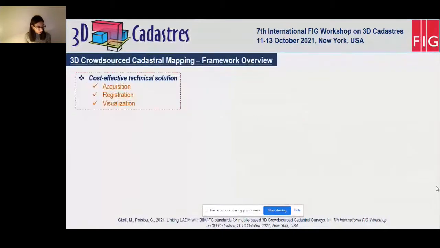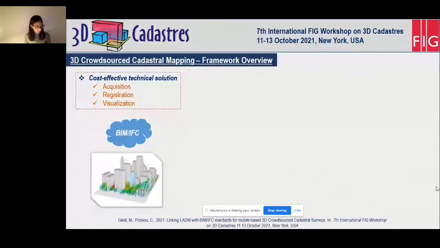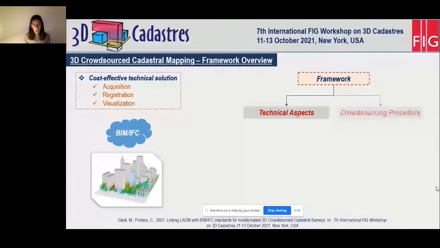The proposed crowdsourced approach tends to provide a modern LADM-based technical solution for the acquisition, registration, and representation of 3D cadastral data. In this particular study, the potential use of existing BIM data as a registration background for the implementation of 3D cadastre is investigated. The proposed crowdsourced approach consists of two complementary parts, the technical aspect and the procedure to be followed.